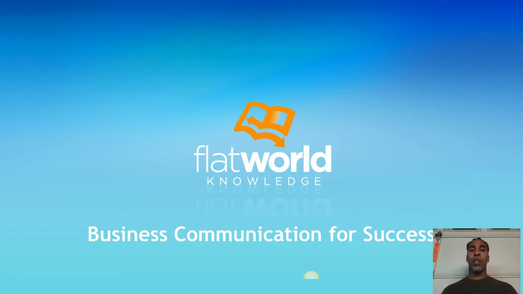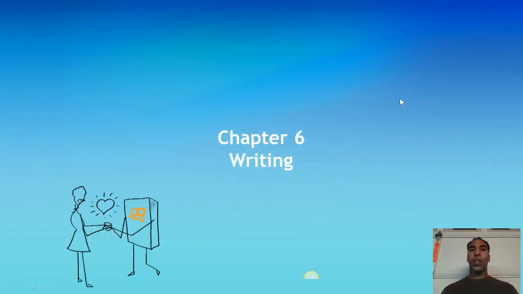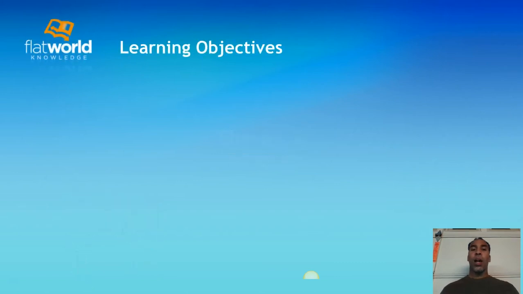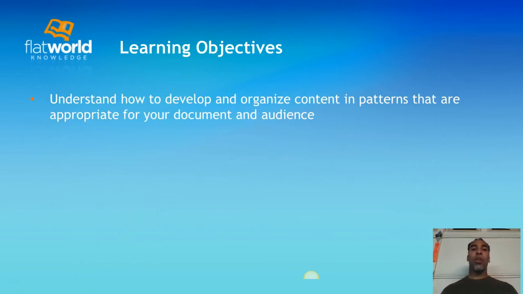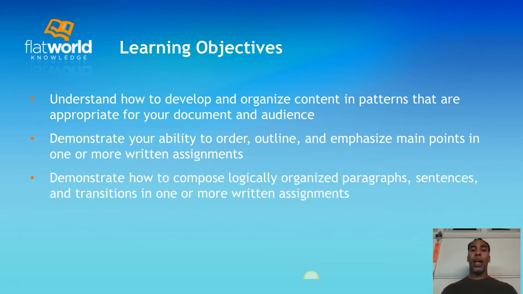We are now on Chapter 6, Business Communication for Success. Chapter 6 is all about writing. Our learning objectives for Chapter 6 are to understand how to develop and organize content in patterns that are appropriate for your document and also your audience. Demonstrate your ability to order, outline, and emphasize main points. Got to get emphasis on those key points in one or more written assignments.